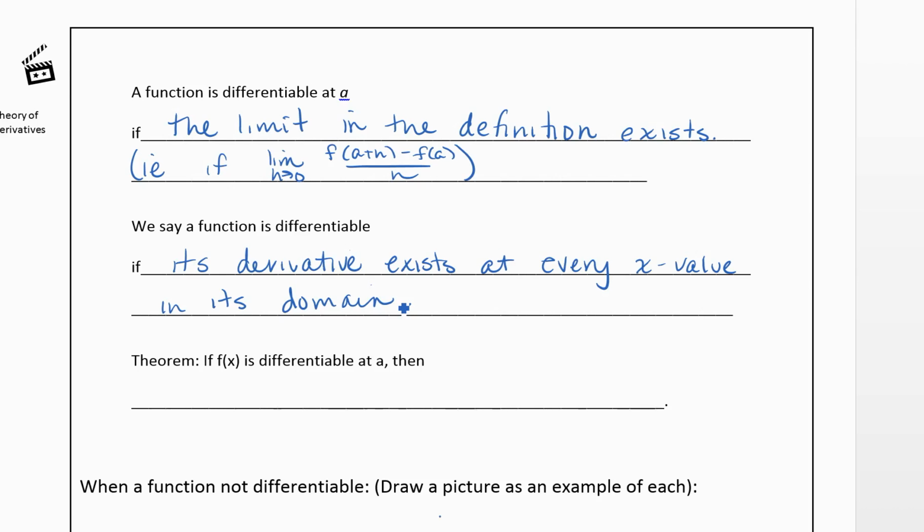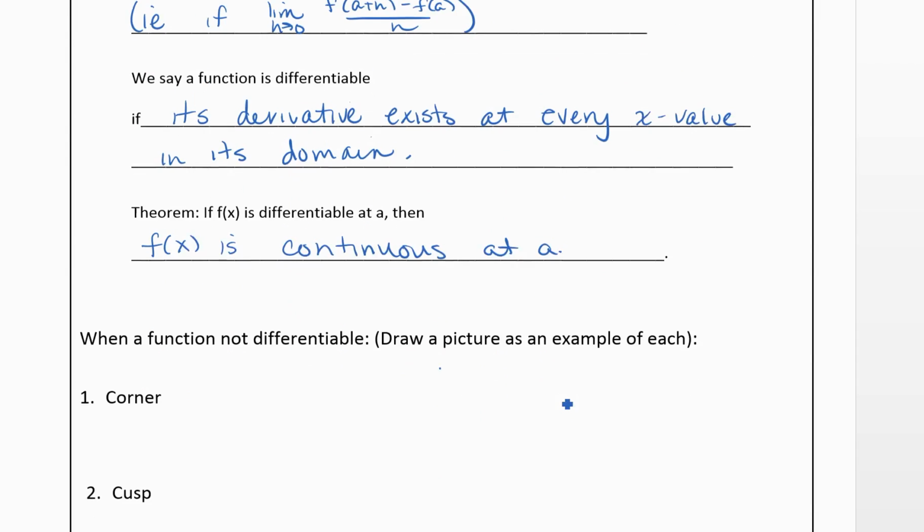Okay, and one more thing, and we'll see that this is true. If it's differentiable at a, then f of x must be continuous at a. So we've talked about, in Unit 2, we talked about what it means for a function to be continuous. If you're differentiable, you must be continuous there. Now, what this does not mean is that if you're continuous, you have to be differentiable, okay? We will see places where we're continuous, but we don't have a derivative, okay?